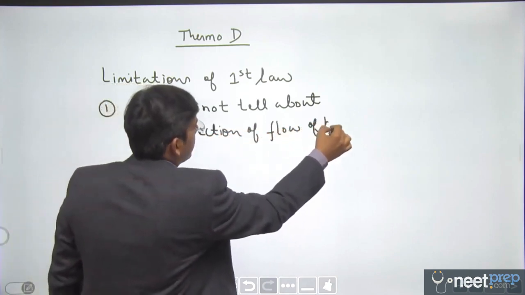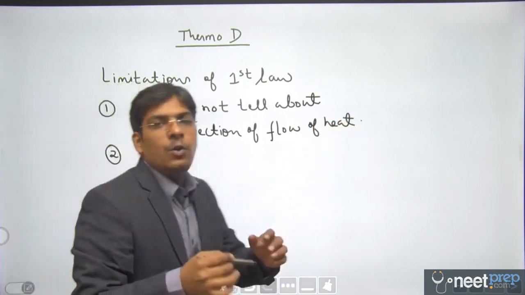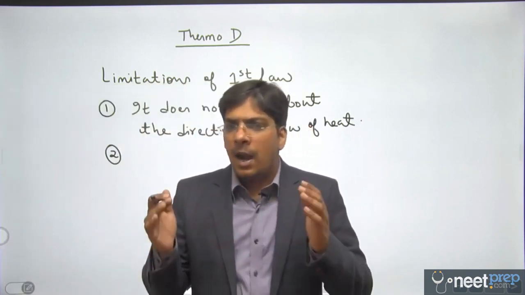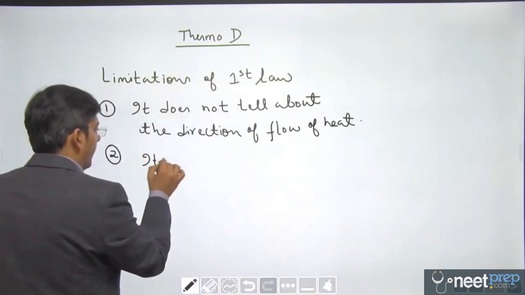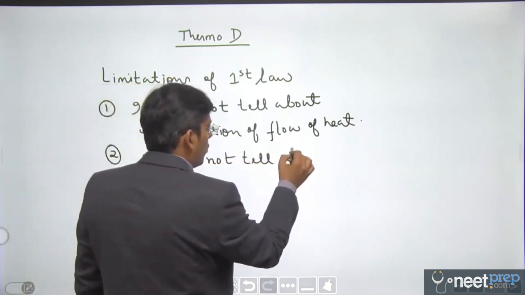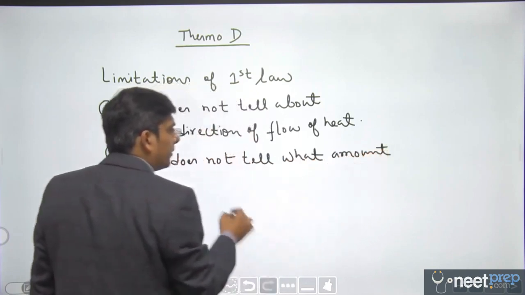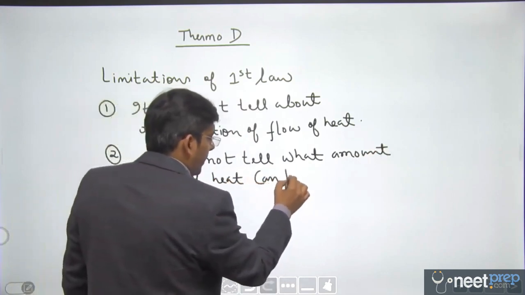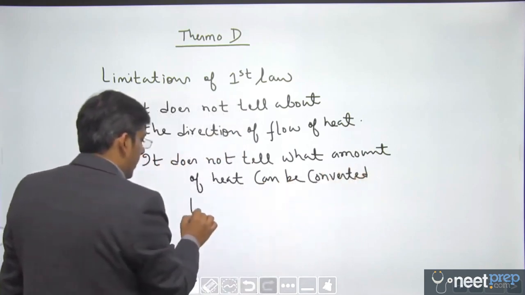Now one more limitation is that it does not tell about the amount of heat that can be converted into work. That means there is no heat engine which can convert 100% of heat into mechanical work, okay. It does not tell what amount of heat can be converted to work.